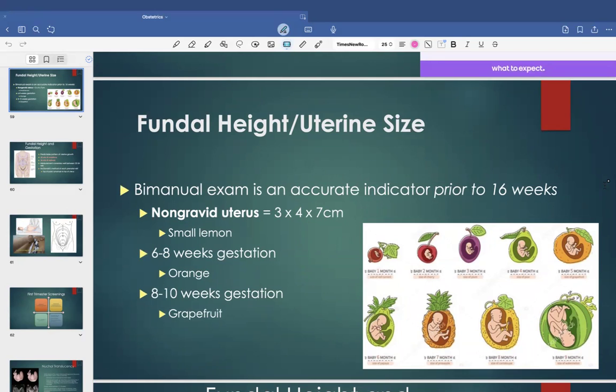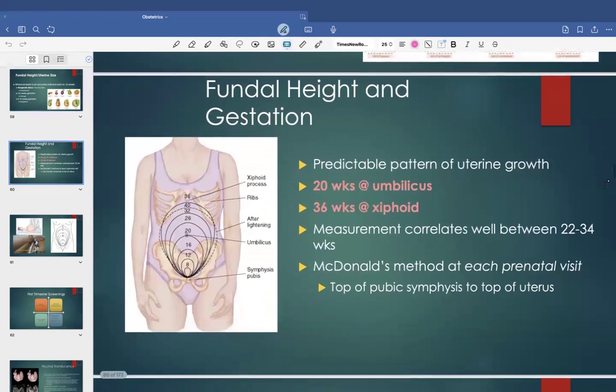And that helps us with fundal height. So fundal height in gestation is a measurement that helps us estimate the size of the fetus during pregnancy. Predictable pattern of uterine growth. Defined by the distance of the pubic bone to the top of the uterus.